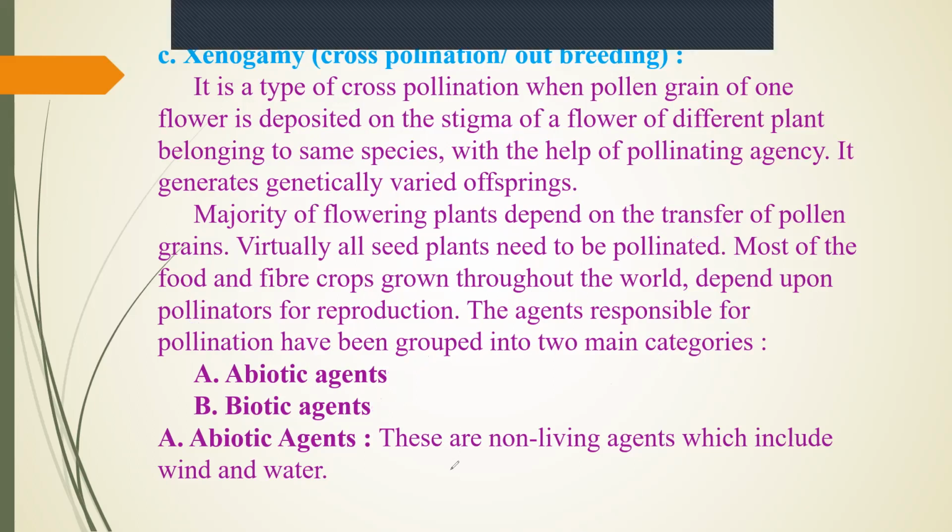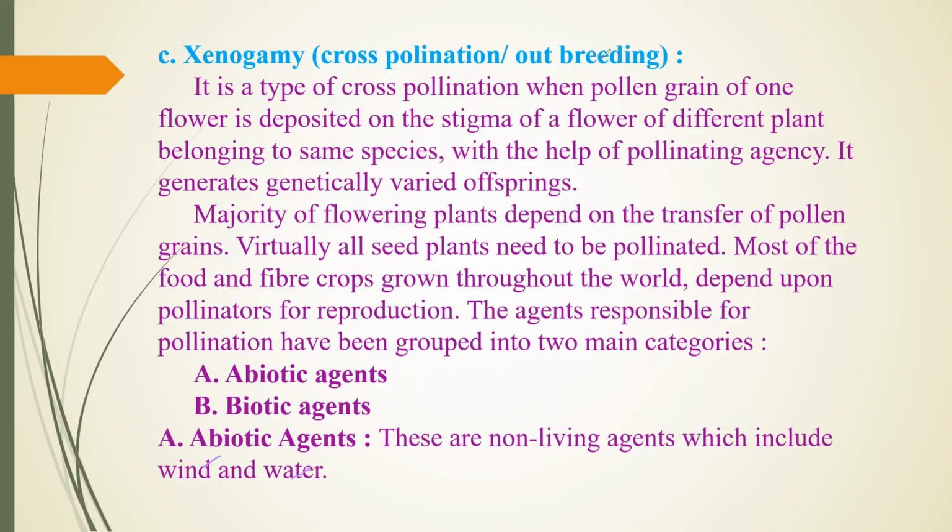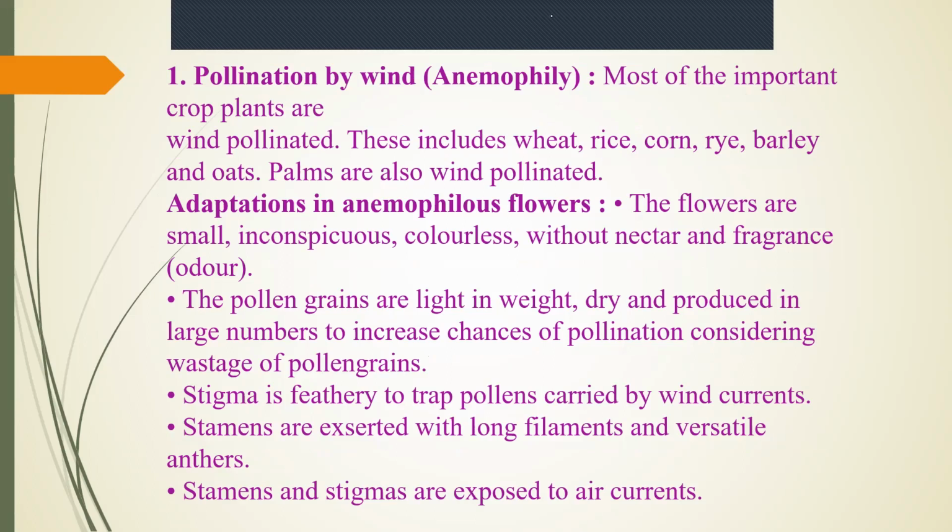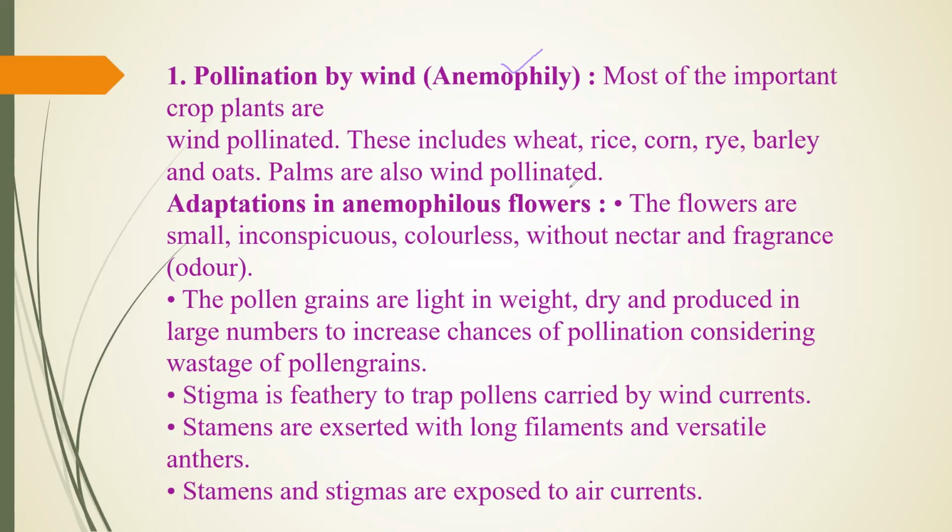Abiotic agents. These are non-living agents, which include wind and water, which carry out pollination. So let's see. First one, pollination by wind, also called anemophily. Most of the important crop plants are wind pollinated. These include wheat, rice, corn, rye, barley, and oat. All of these plants, along with the palms, carry out wind pollination.